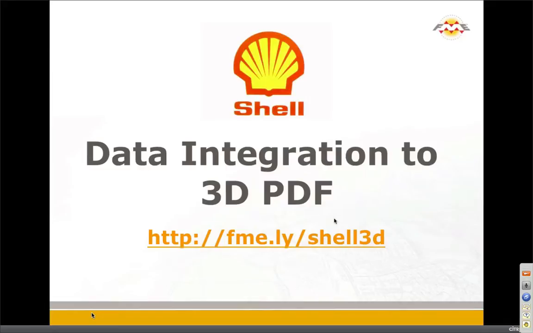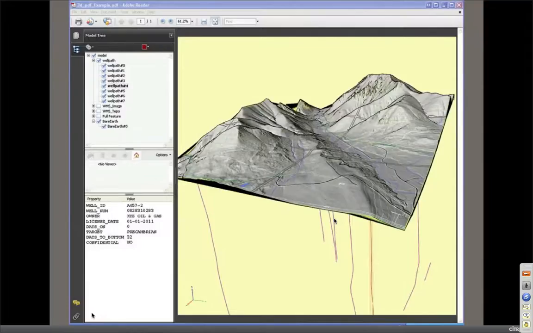Our friends at Shell have taken data from a wide variety of sources, WMSs, WCSs, well paths that are in an Oracle database, and produced 3D PDFs of where their wells are, and they do this through FME Server where their geophysicists can go and put in a little area that they're interested in and bang, get a 3D PDF that they can work with. It's been very, very popular.